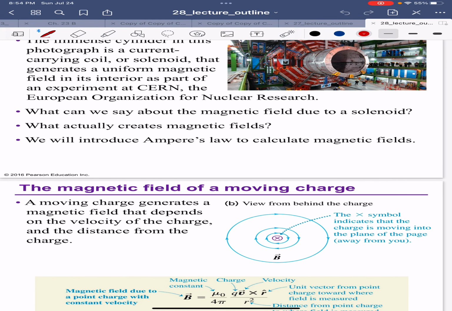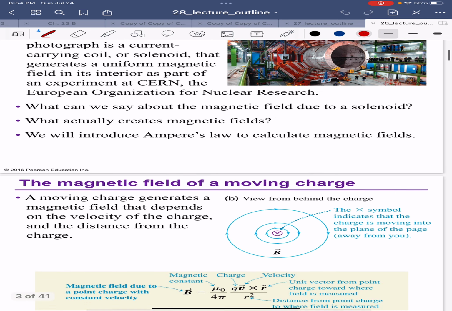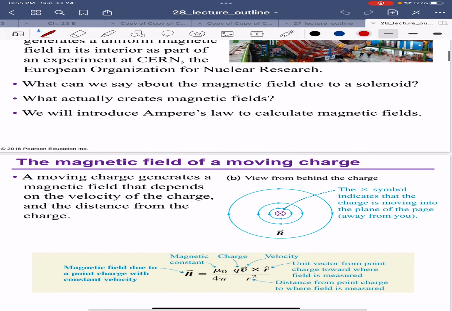Now, a moving charge generates a magnetic field that depends on the velocity of the charge and the distance from the charge. Then here we have, I would say, a charge, and actually when it is crossed like this, this means that the charge is moving into the plane of the page, away from us.